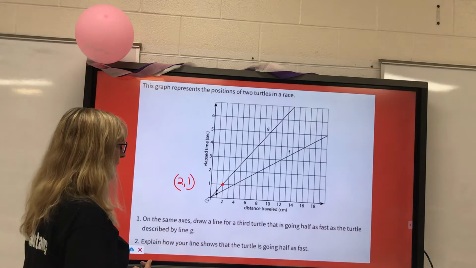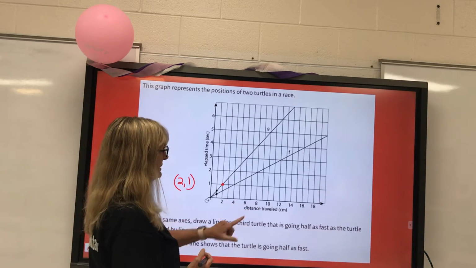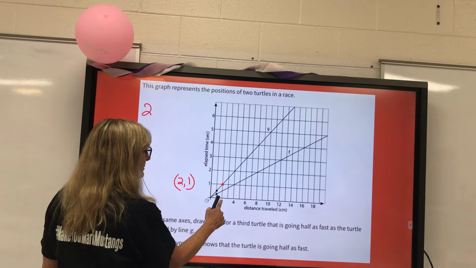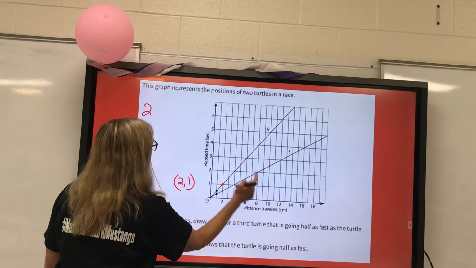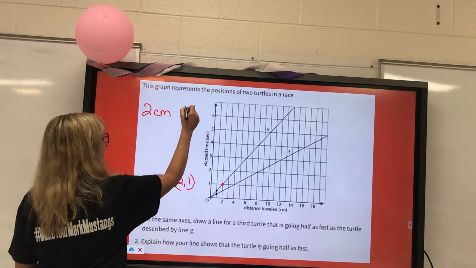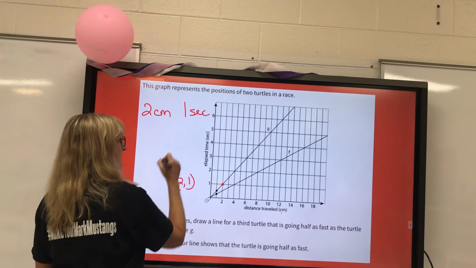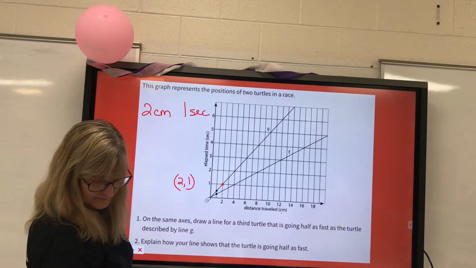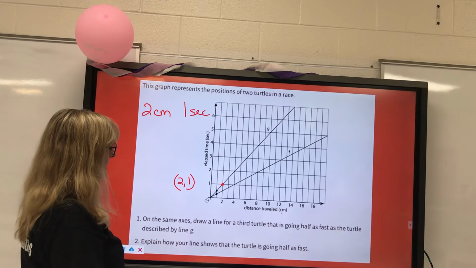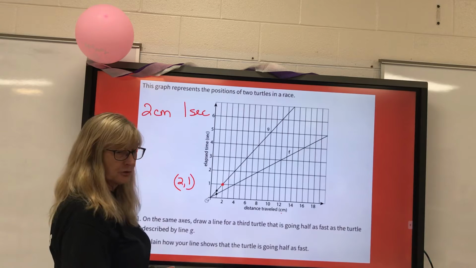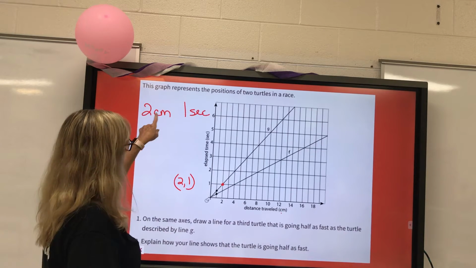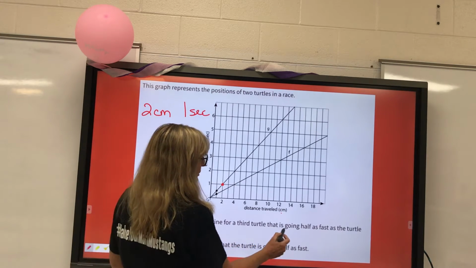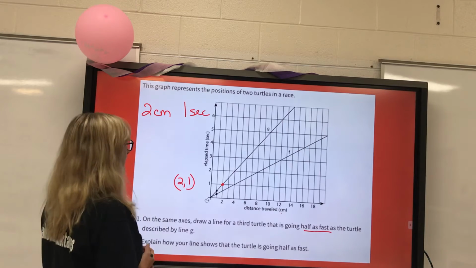Now what does that 2, 1 mean? 2 what? 2 is the coordinates for the graph. Okay, and what does the 2 represent? 2 centimeters in 1 second. Do we agree? Is that what 2, 1 means for turtle G? He went 2 centimeters in 1 second. Yeah. Okay, we want a third turtle that is going half as fast.